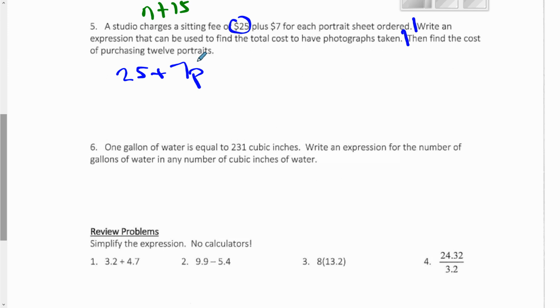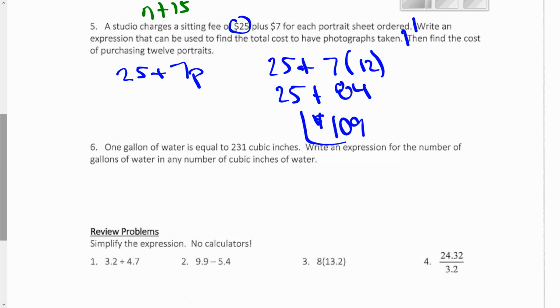Then it asks us to find the cost with 12 portraits. So that's just evaluating the expression like we did earlier in the notes. So 25 plus 7 times 12, we replace the P with 12. Order of operations tells us to multiply first. 7 times 12 is 84. 25 plus 84 is $109 for your portraits. All right, I'm going to let you guys try number 6.